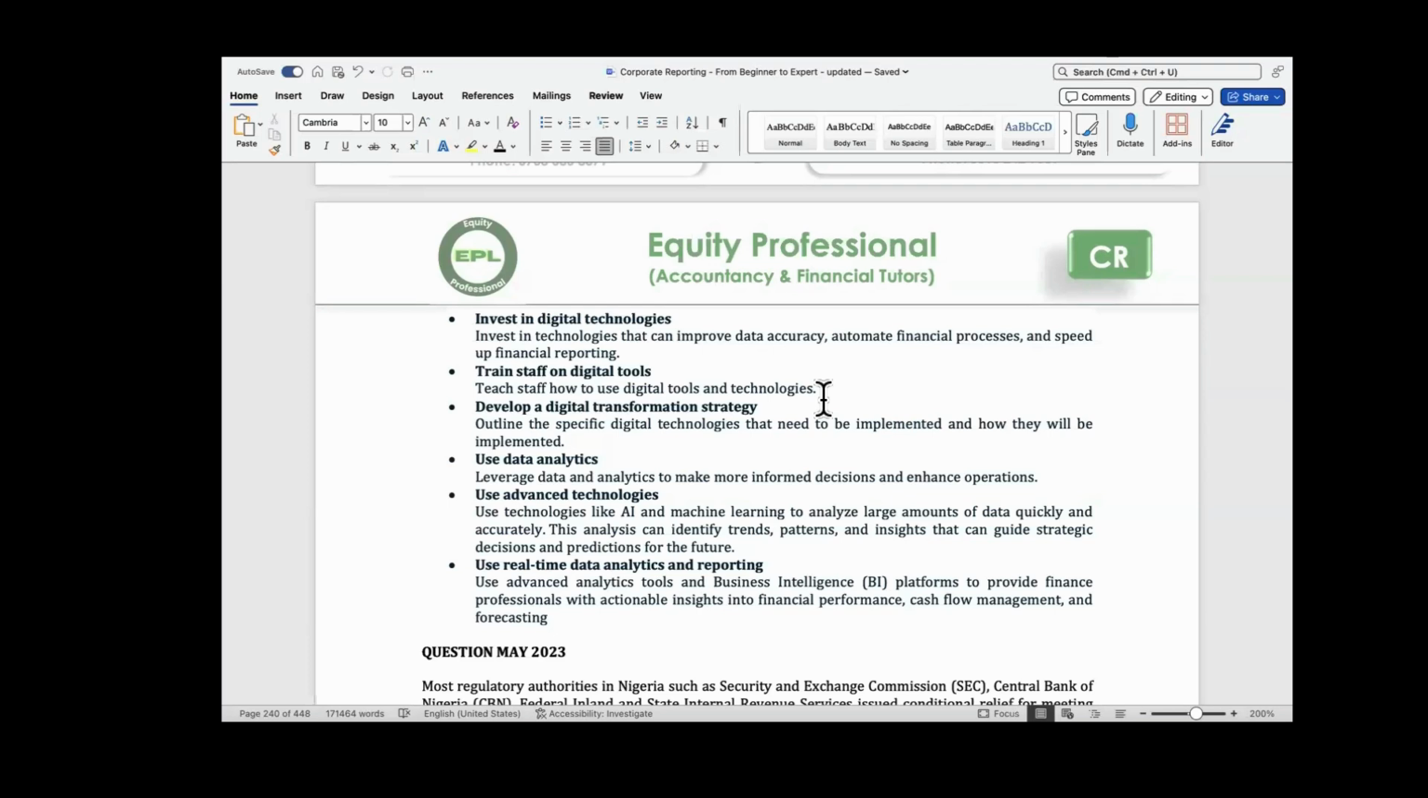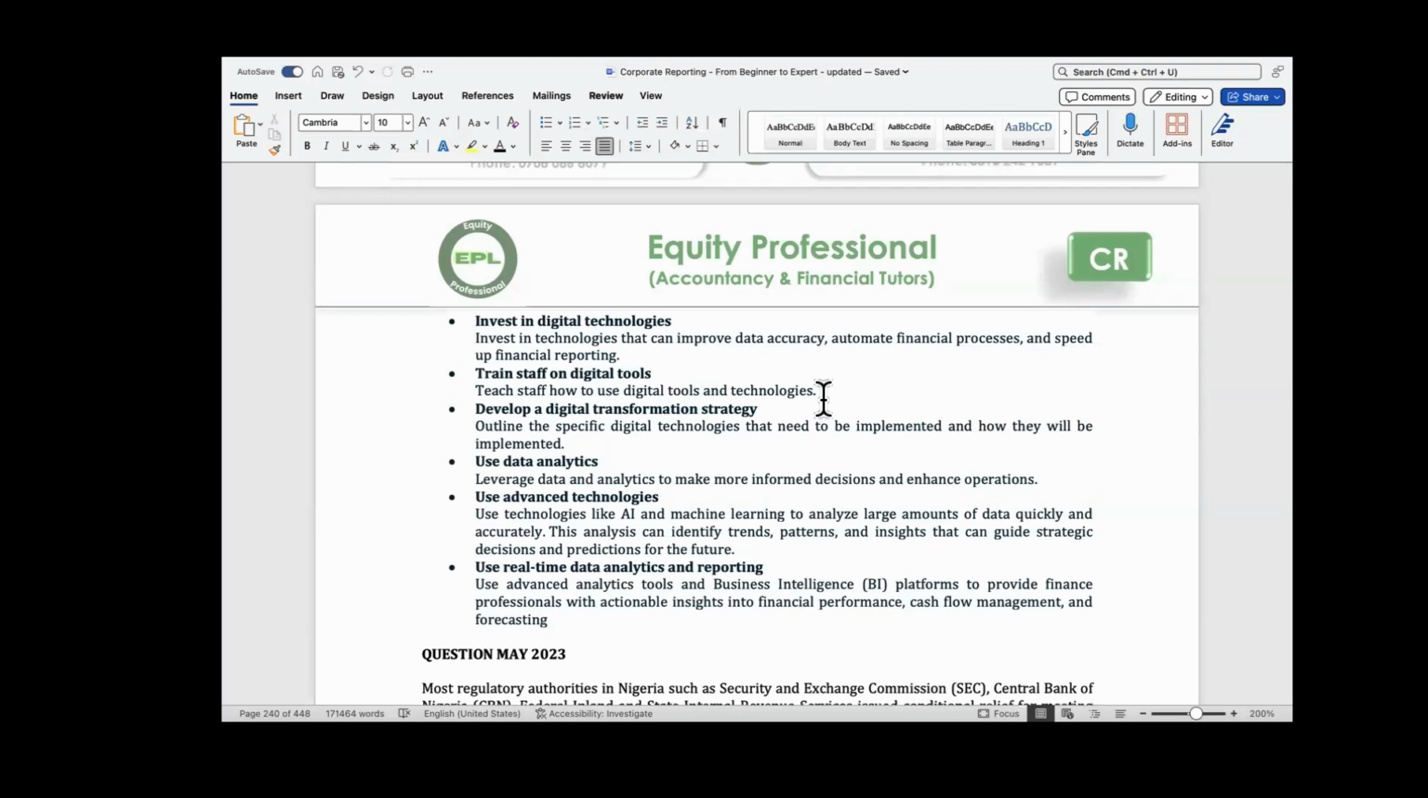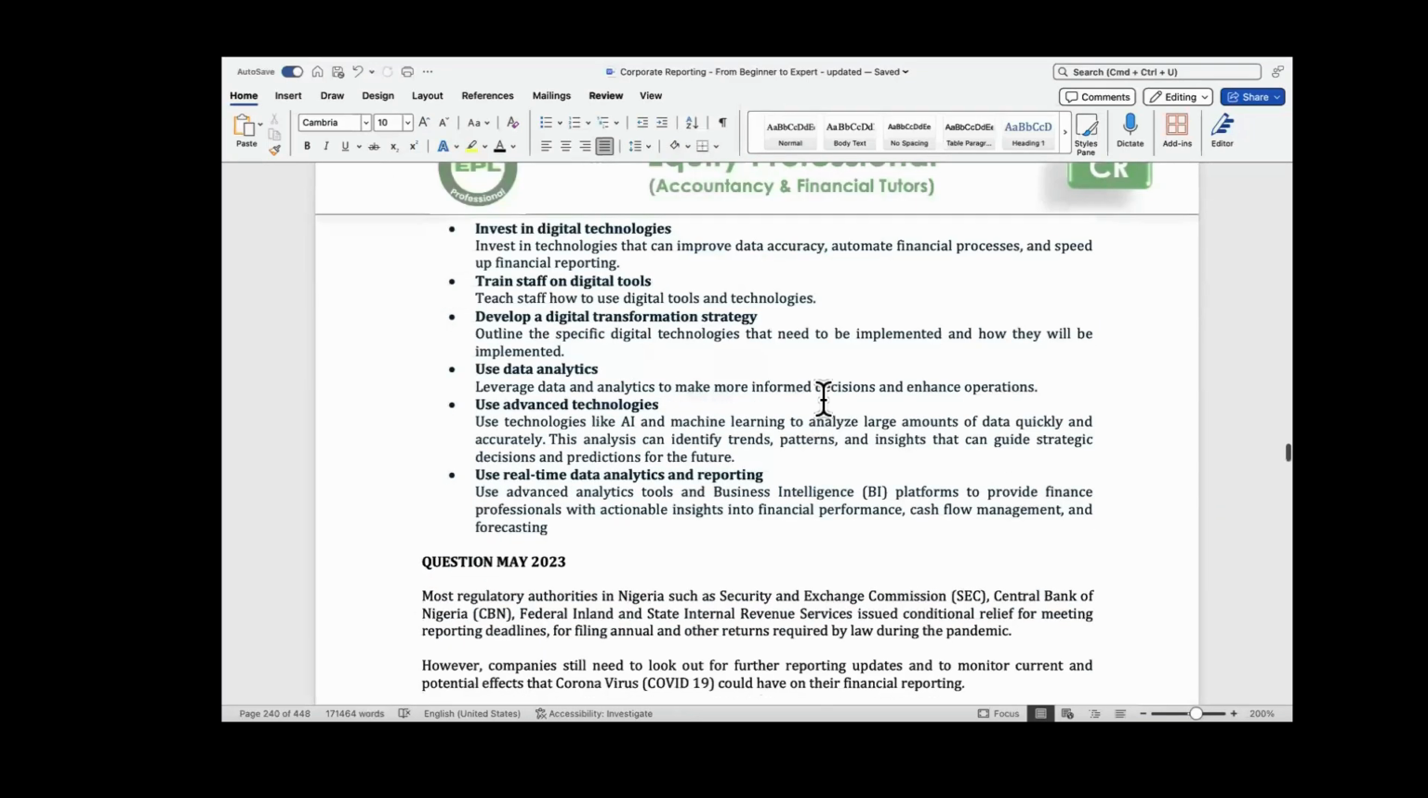It's something similar to this: about training staff, investing in some digital technology, knowing how to use it, and how you incorporate it into your existing system, and all of that. So these are ways in which organizations can adopt this.